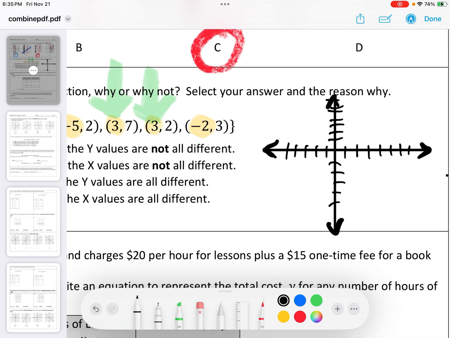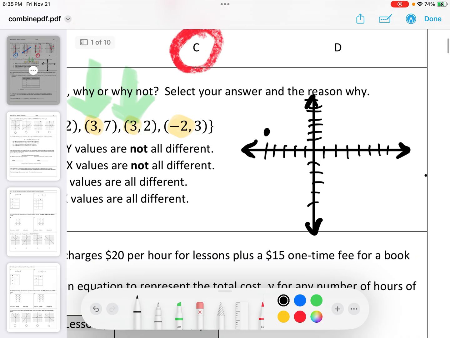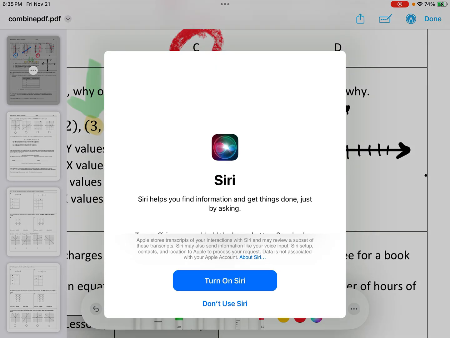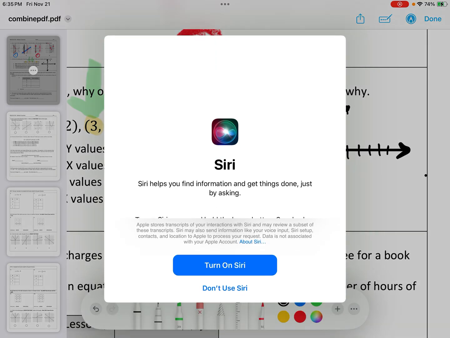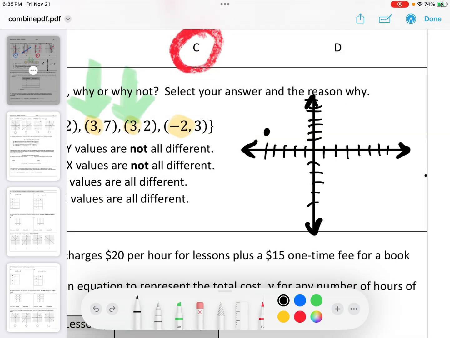-5, comma 2. 1, 2, 3, 4, 5, comma 2. All right, that's our -5, comma 2. 3, comma 7 is right. Oops, I need to go a little higher. Don't use Siri. All right, and then 3, comma 2. Now you can see right away, this is going to mess up our vertical line test.